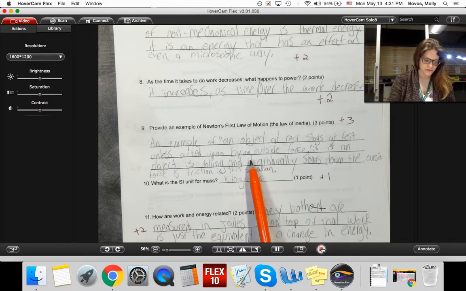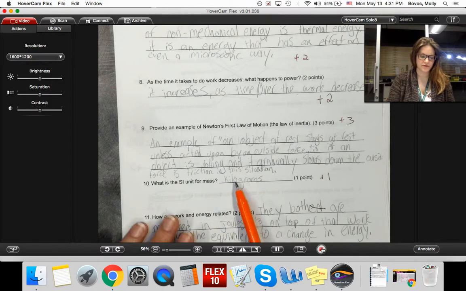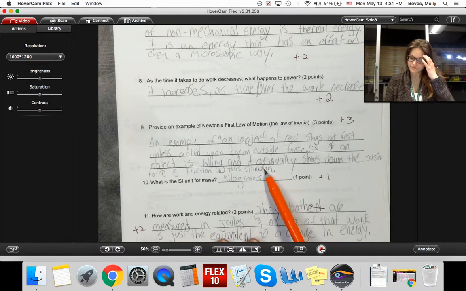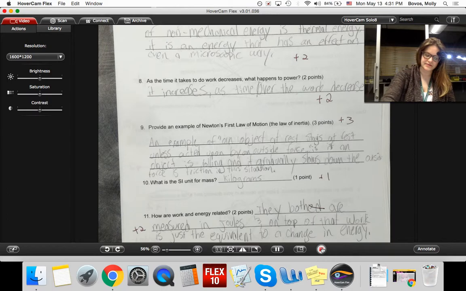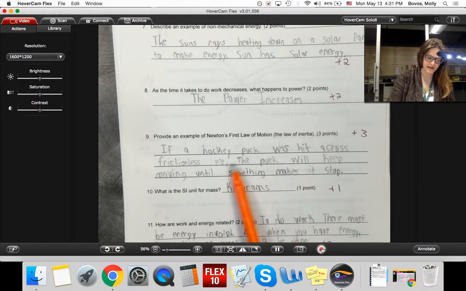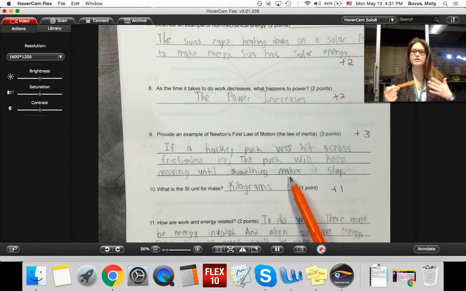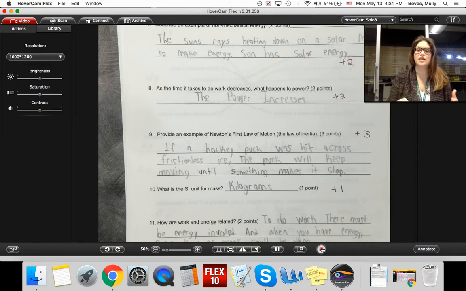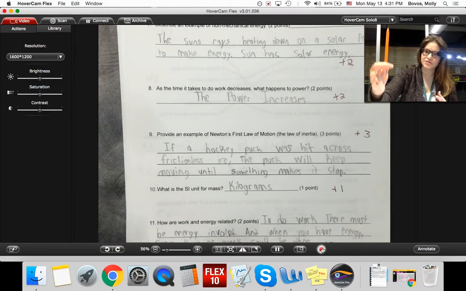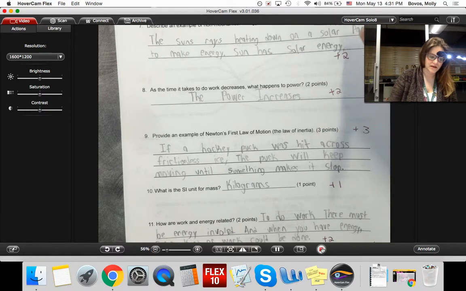We have an object rolling and gradually slows down due to the outside force of friction. So identifying an actual outside force in this one. So that was an example. And then let's see. Hockey puck hit across frictionless ice. The puck will keep moving until something stops it. So demonstrating inertia, and really this is the law of inertia. That's what Newton's first law is describing. That objects keep doing whatever they're doing unless there's an outside force that acts on it.